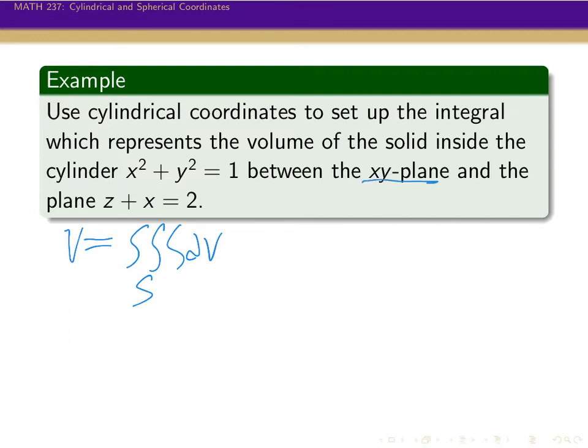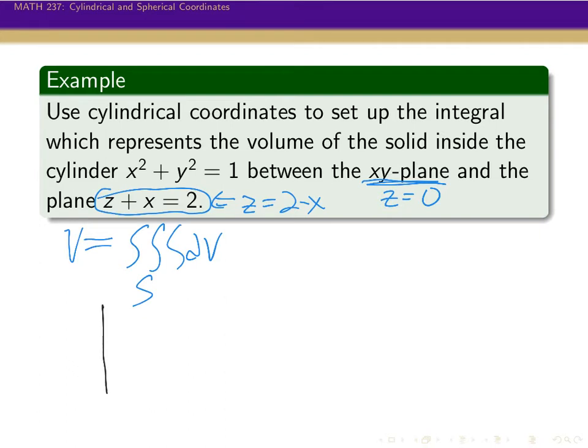The xy plane is z equals 0. This plane right here, we can think of as z equal to 2 minus x. And so this is already set up nicely to integrate in terms of z first.